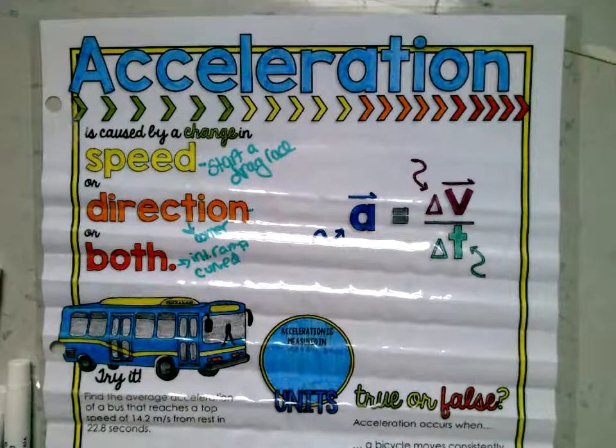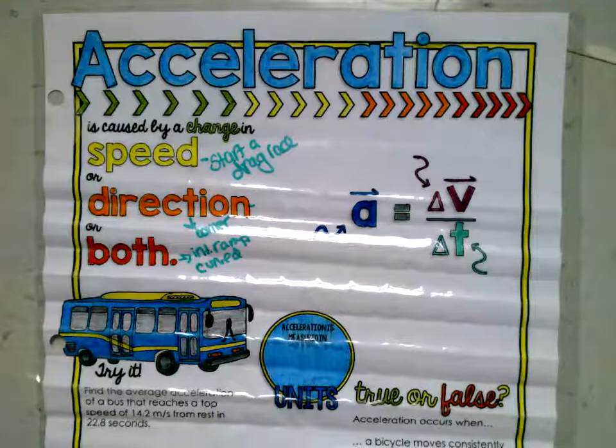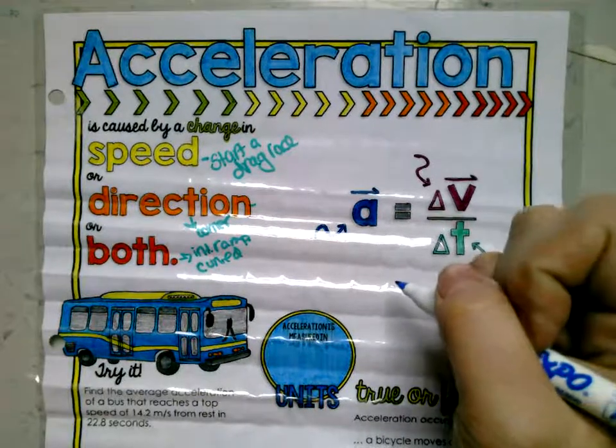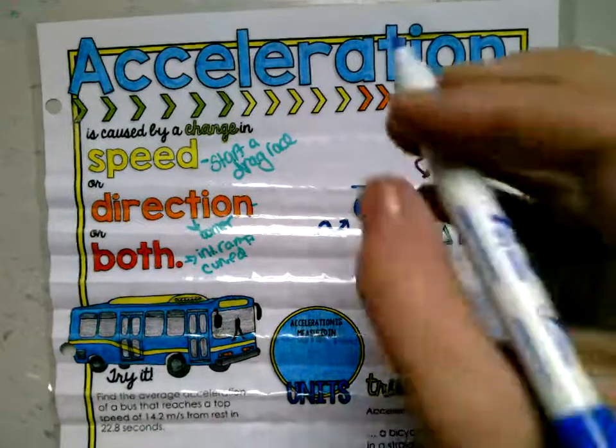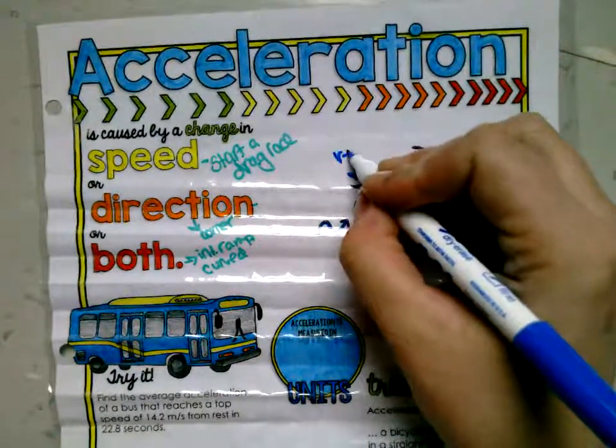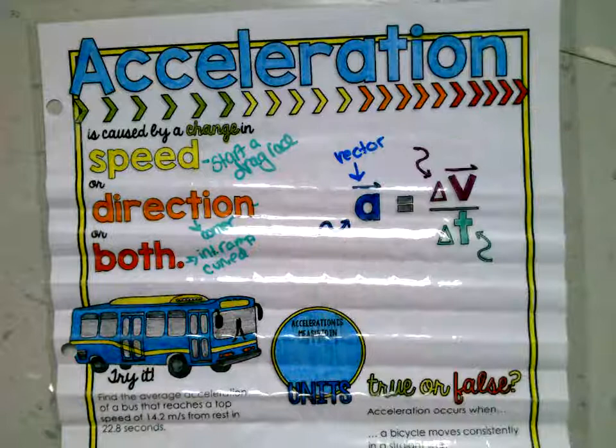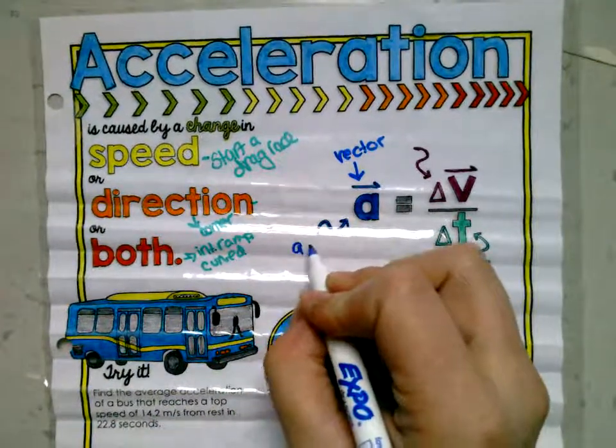So our formula for acceleration is pretty easy. Before we get started with that, this A stands for acceleration. This little hat tells me that it's a vector.